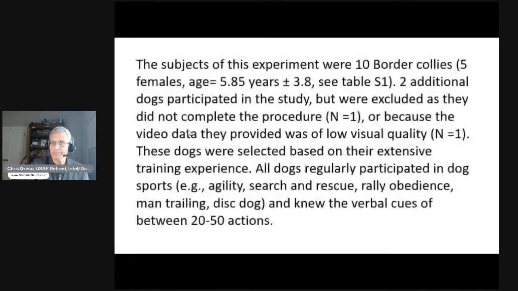Experiment 2. The subjects of this experiment were 10 border collies. Okay, so let's take a look at this. 10 border collies. They're all the same breed. They're all the same dog breed, folks. And that's important. So let's just take a look.